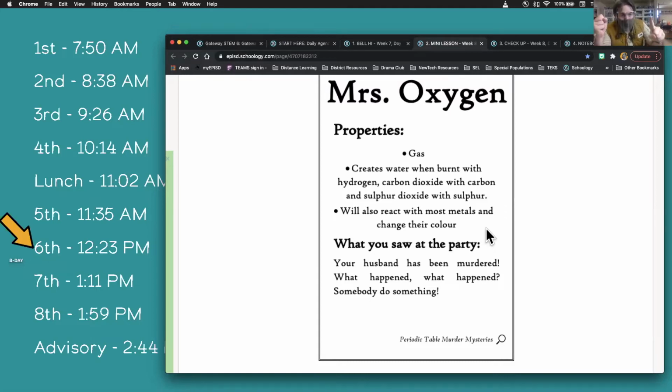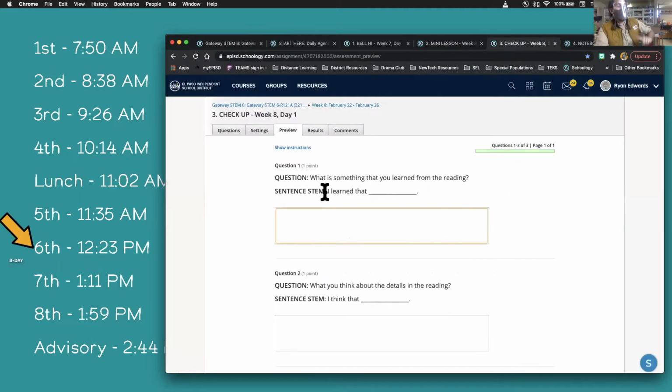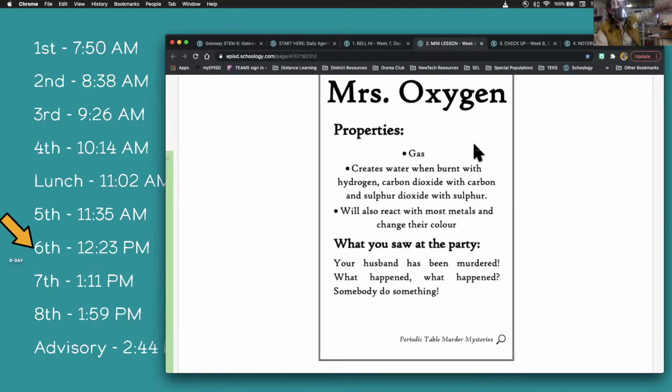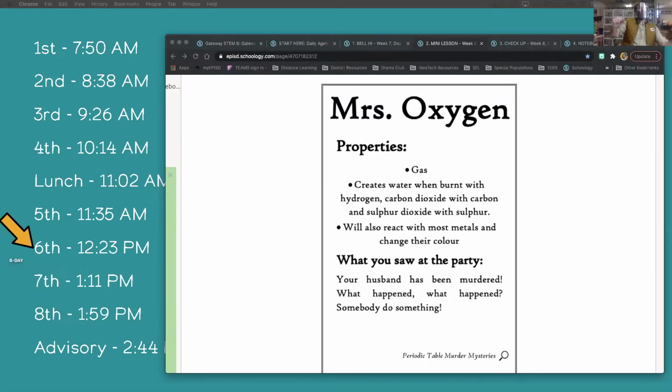Okay, right now, first level, the literal level, in the checkup, what did you learn? I learned that, and then tell me one thing that you learned from this text. You can literally just pull something from this text and put it in that blank space. Go for it right now. You have a minute and a half. Awesome. Let's go ahead and move on to our next one.